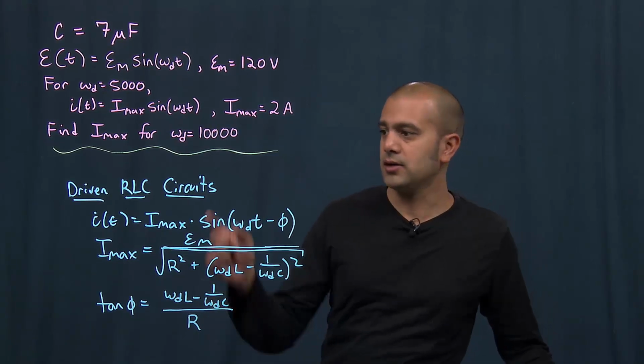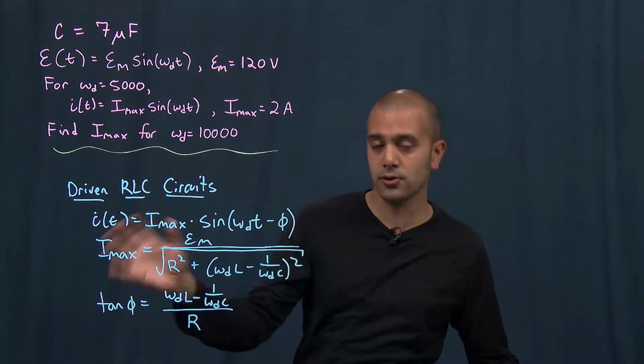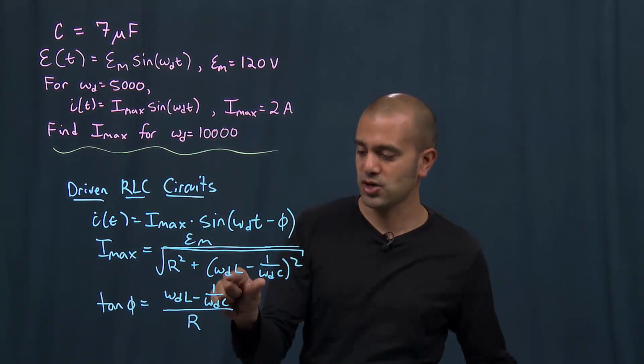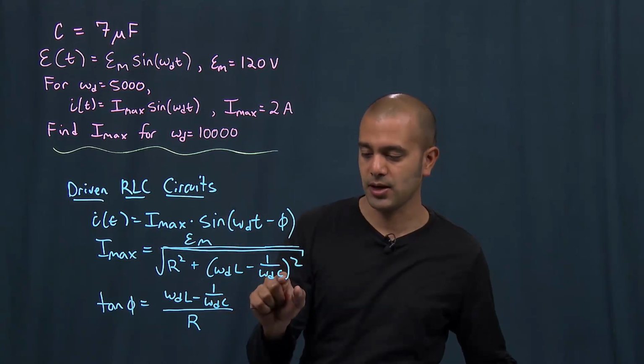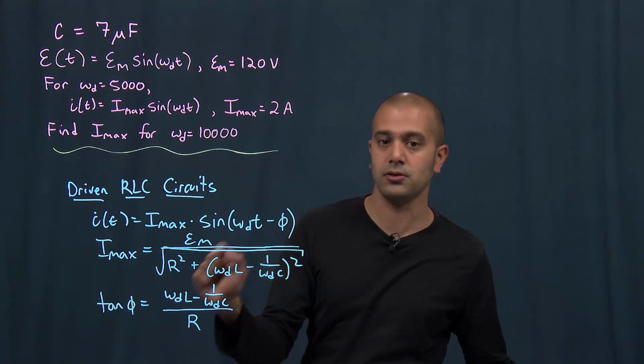So what we're asked to find is the max current when the driving frequency equals 10,000. If we look at this equation for the max current, what do we have here? We have that the max EMF is 120 volts. We know the driving frequency is 10,000. We know the capacitance is 7 microfarads. We do not know the inductance, and we do not know the resistance.